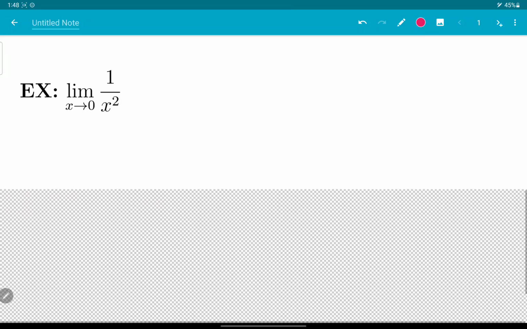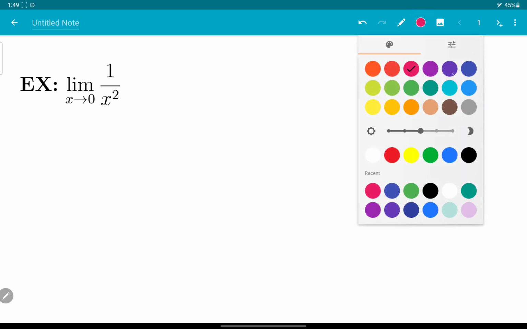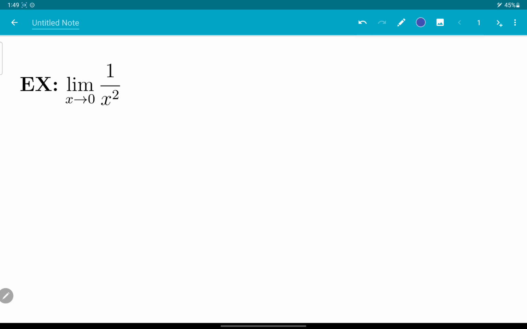Next, how about this guy? 1 over x squared. What's happening here? I'll need to look at the two one-sided limits. If I do the x going to 0 plus to begin with, what do you get? One way to do this, it's kind of a notational thing, you can just take this 0 plus and plug it in here.